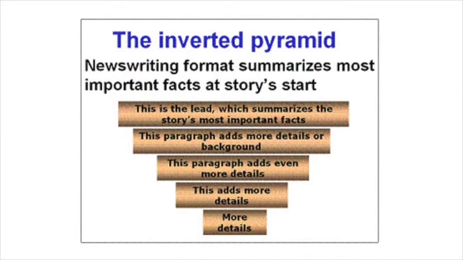After that, we add facts and details based on a hierarchy of what's the most important information. This way, the reader doesn't have to read all the way through the story to find out the most important information. They can glean that from just reading the beginning, and if they want more details, they can read on.